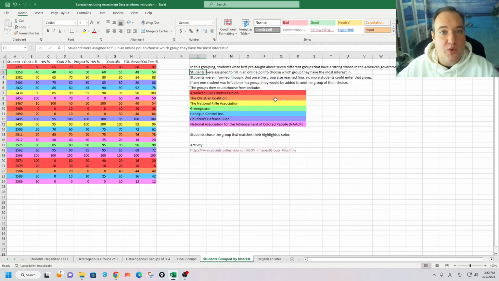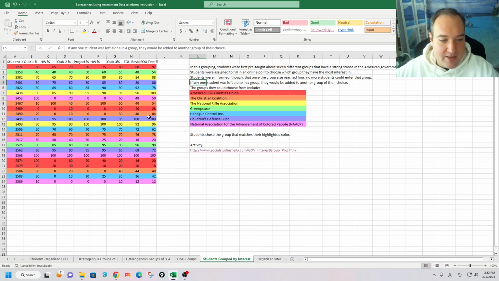However, once one group has 4 students, that group is full. So if you choose a group and it's already got 4 students, you have to choose a different group. Because I have 23 students, there is a small chance that there would be a bunch of groups of 3 and 4 and one student left by himself. If that one student was left by himself, he could choose whichever group he wanted to go to, and then that group could have 5 students.